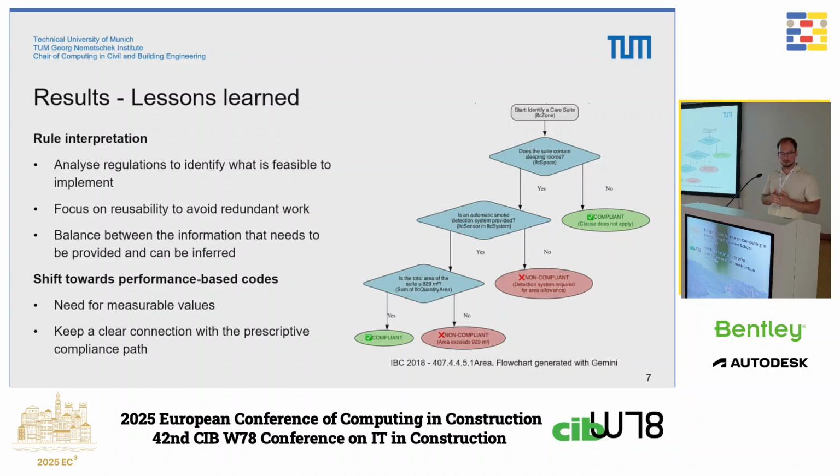Also what we've seen was quite a shift towards performance-based codes in most of the countries we were speaking of. Some points were raised about the benefits this brings, but also that if you don't have measurable values in your performance space, if you don't have performance criteria well specified, then that brings problems for computability and for compliance checking. Similarly, it was raised that you should keep a clear connection between your performance criteria and a prescriptive path that you could alternatively take.